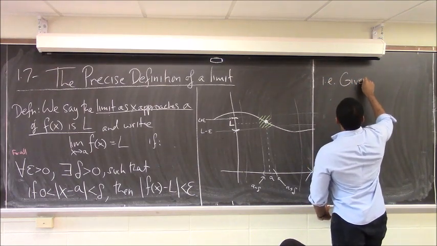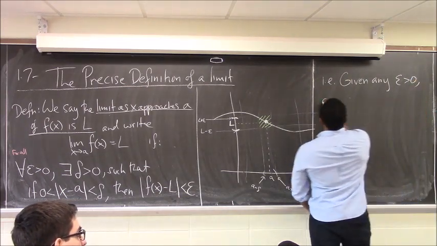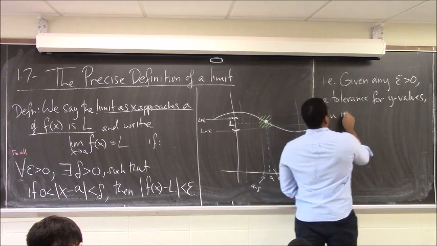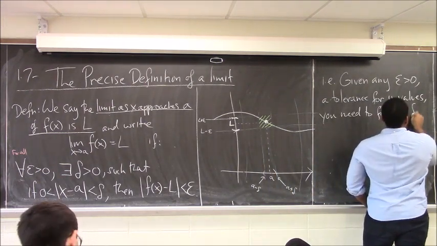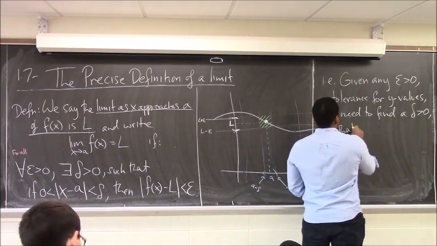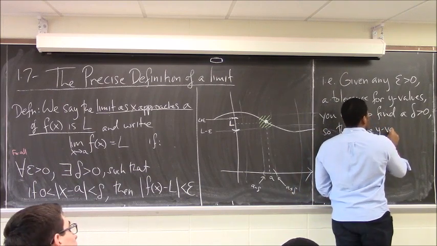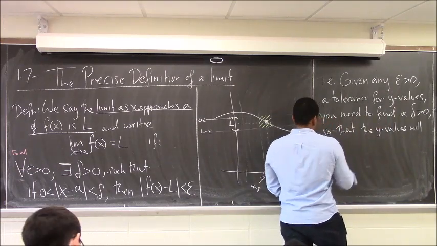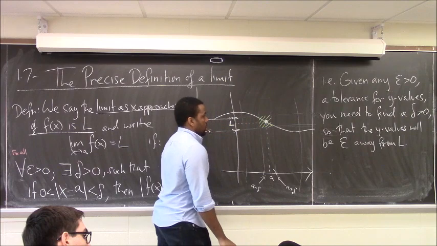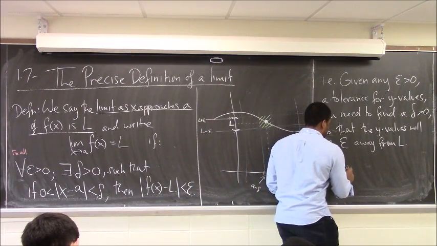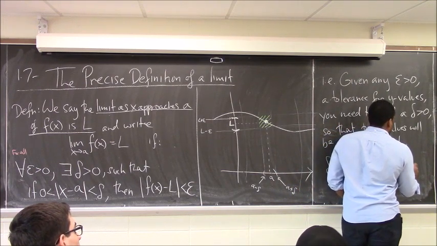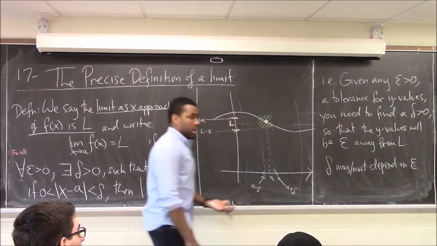I.e., given any epsilon greater than 0, tolerance for your y values, you need to find a delta greater than 0 so that the y values will be epsilon away from L. You should also note your delta may, or must, I mean if it's a constant then you should still think of it that way, depend on epsilon. So your delta might even be a function of epsilon. It might depend on the tolerance.